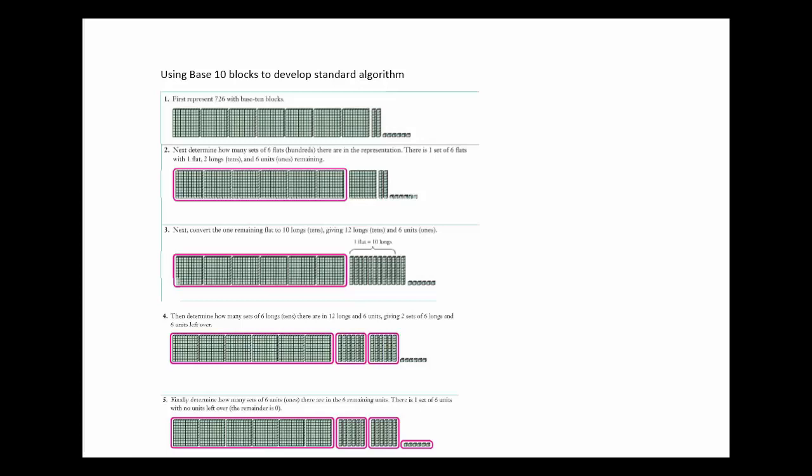Okay, so visually, kind of go through that process with us. We're still looking at 6 going into 726, but we're going to look at it in terms of blocks. So first we want to make a picture of what 726 looks like. And then from there we want to determine how many hundreds.